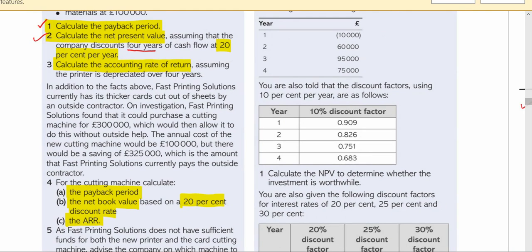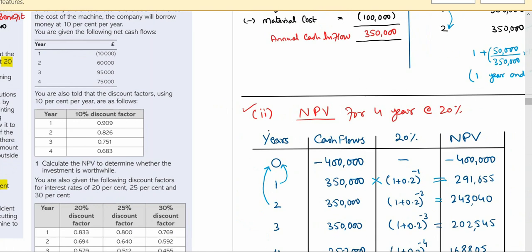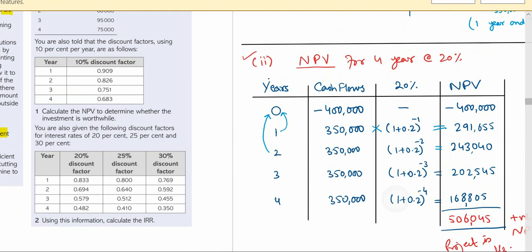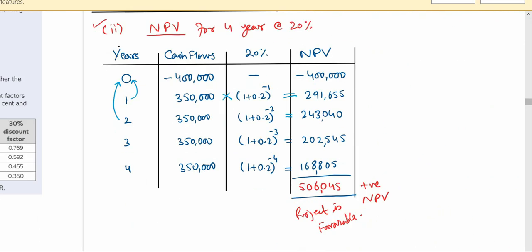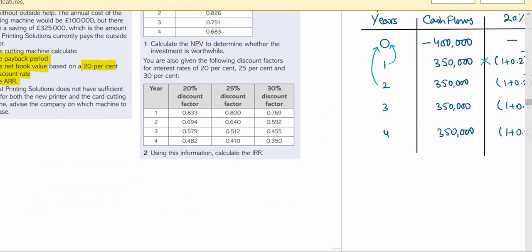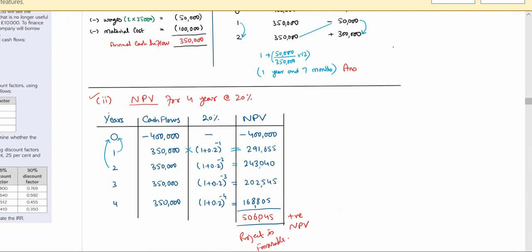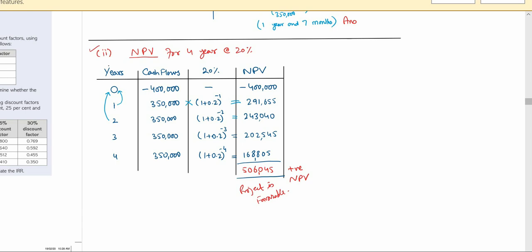Assuming the printer is depreciated over 4 years. So how to calculate the accounting rate of return? First of all, we are going to write the formula for the accounting rate of return, for part number 3. Let's solve part 3 here.